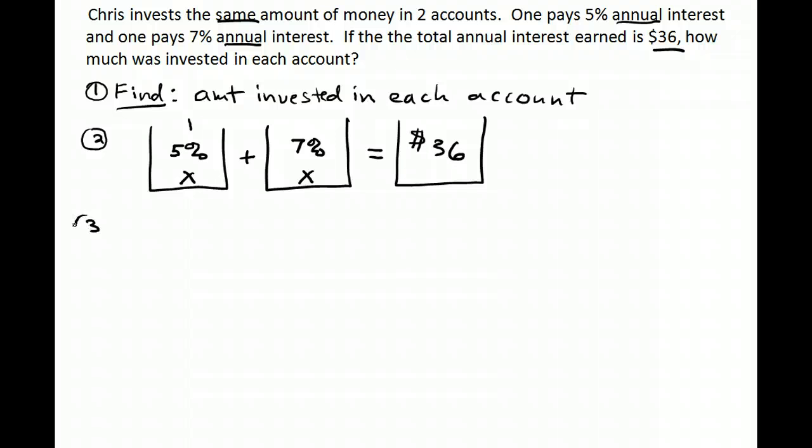Now for step 3, to get my equation, all I'm going to do is multiply my buckets. If I multiply this bucket, I get principal times rate times time. I get 1 times 0.05 times x plus 7%, my time is 1, my amount is x, so 0.07x, and that equals $36.